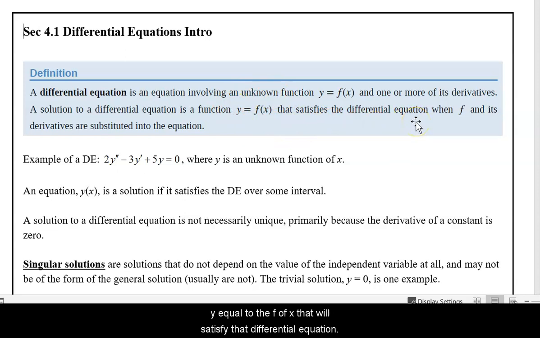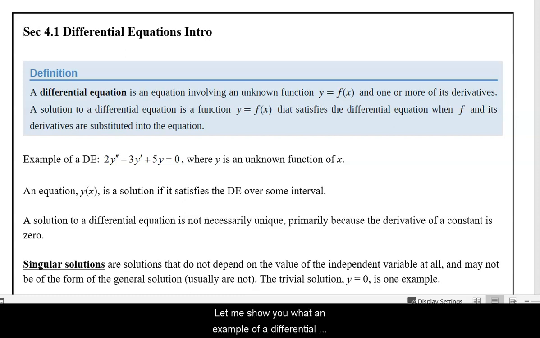Now, in a differential equations course, there will be a lot of emphasis put on what's called the interval of validity. The interval of validity, or the interval of definition or the domain of the solution, is the interval on the real number line over which that solution will work. So in a differential equations course, that interval of validity is extremely important. We will not emphasize that in this course, but we will touch on it briefly here and there.